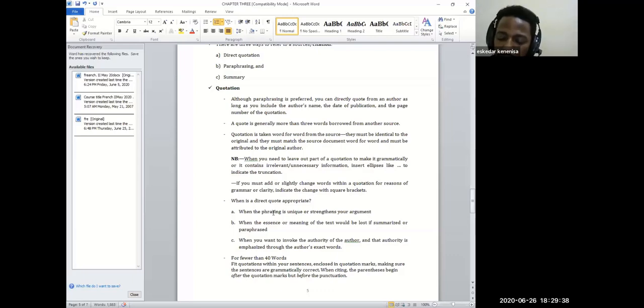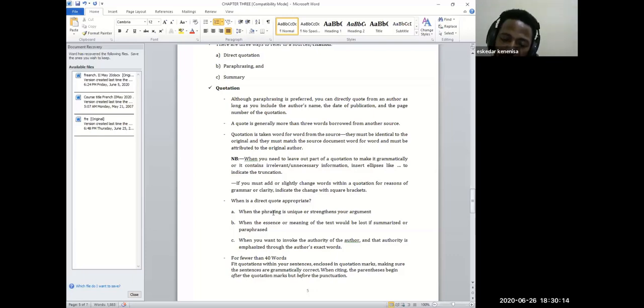The other point is, if you want to show the authority of the author, particularly in order to strengthen your arguments for the next discussion, you can also include the direct quote. Therefore, so that you can make emphasis by using the words of the author.